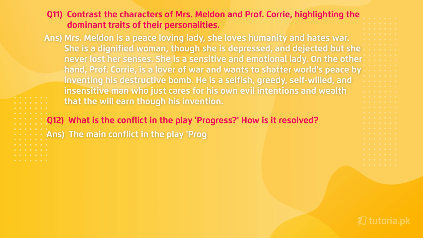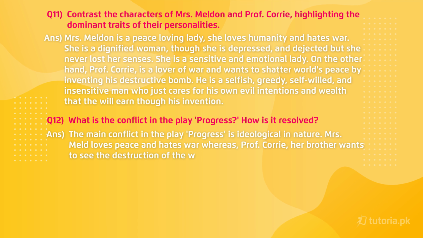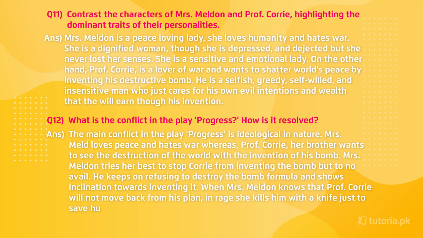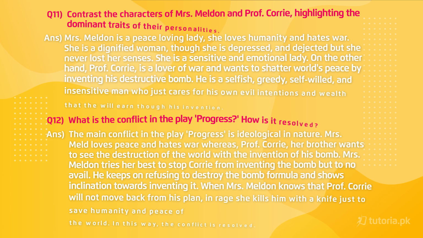Answer. The main conflict in the play Progress is ideological in nature. Mrs. Meldon loves peace and hates war, whereas Professor Corey, her brother, wants to see the destruction of the world with the invention of his bomb. Mrs. Meldon tries her best to stop Corey from inventing the bomb, but to no avail. He keeps on refusing to destroy the bomb formula and shows inclination towards inventing it. When Mrs. Meldon knows that Professor Corey will not move back from his plan, enraged, she kills him with the knife just to save humanity and peace of the world. In this way, the conflict is resolved.